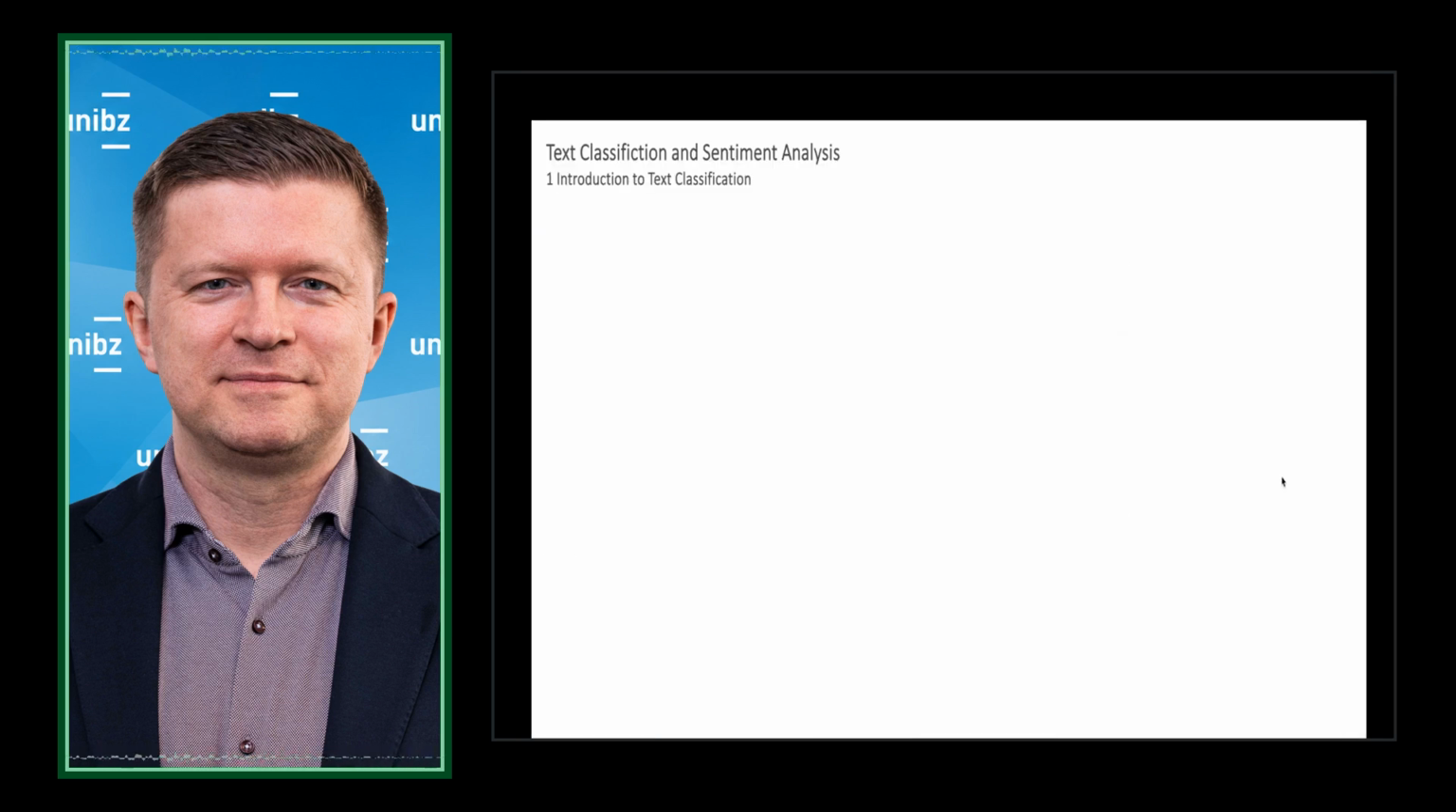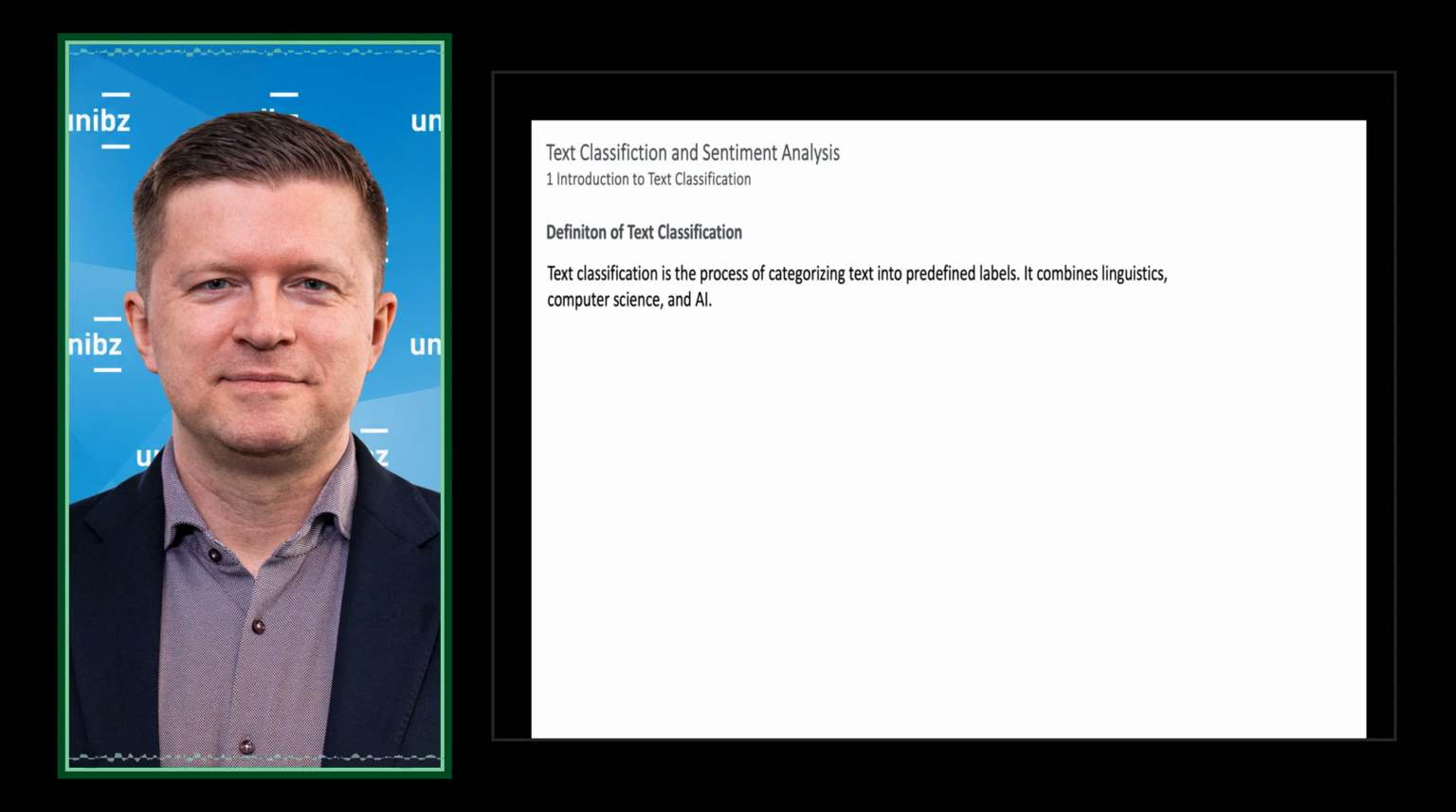Let's start with an introduction to text classification. Of course, we start with a definition, and text classification is simply the process of categorizing text into predefined labels. That's important. It's predefined labels. So, for example, spam detection or sentiment analysis that we have already seen now. And we differentiate different types of classification. Basically, you could say there are 3 different types.